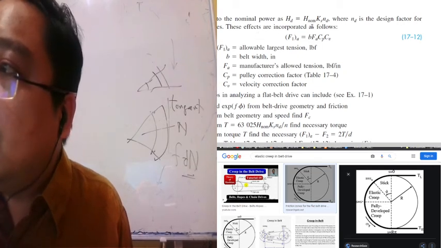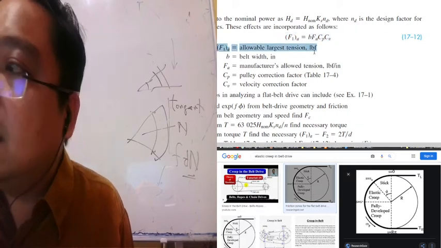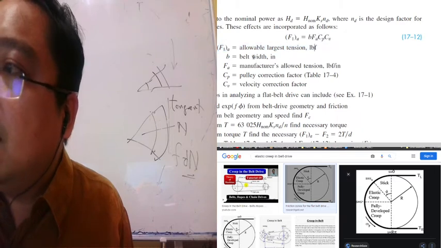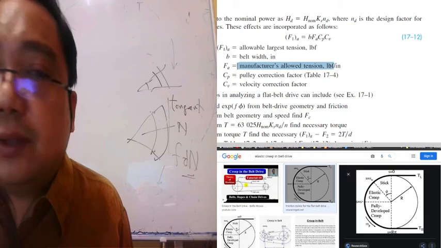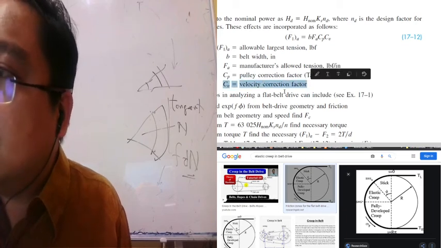These effects are incorporated as follows: F1A equals b FA CP CV. F1A is the allowable largest tension in pounds. b is the belt width in inches. FA is the manufacturer's allowed tension. CP is the pulley correction factor, and you must see table 17.4. CV is the velocity correction factor.